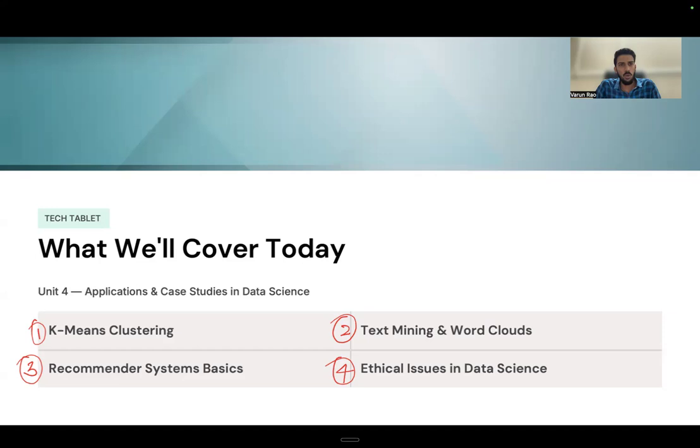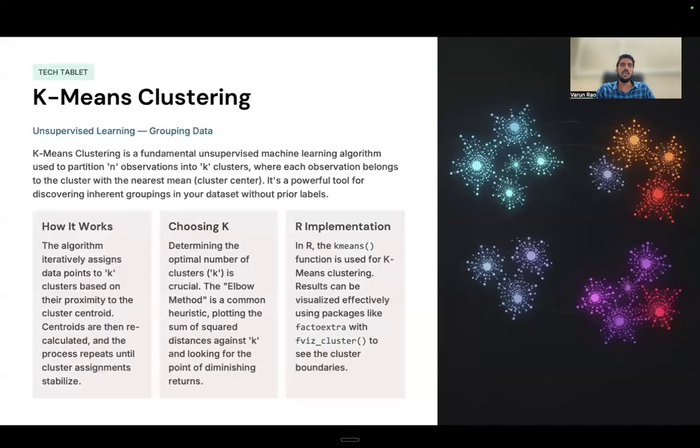Now, please note that in each of these topics, you have topic 1, 2, and 3, which are practical in nature, and you have topic 4, which is theoretical in nature. Okay. Now let's just talk about each of these and understand a bit.